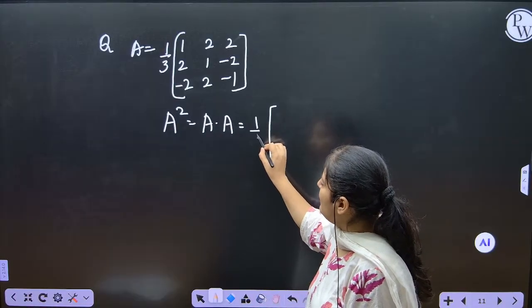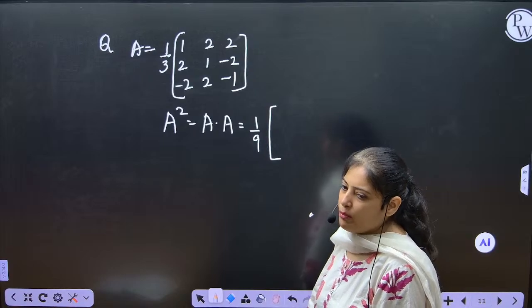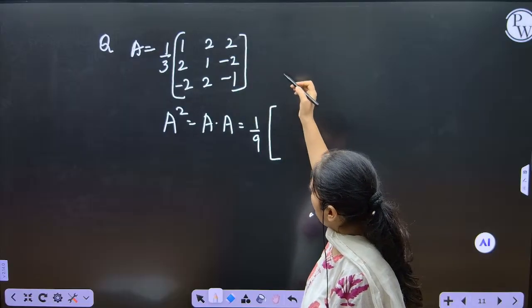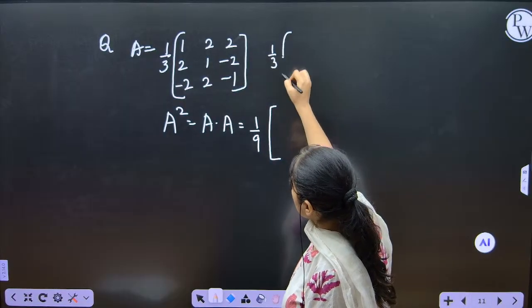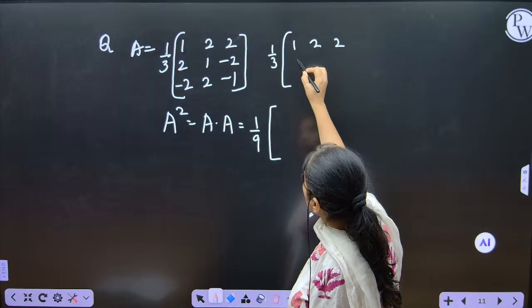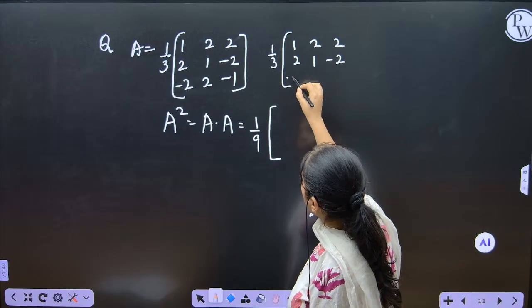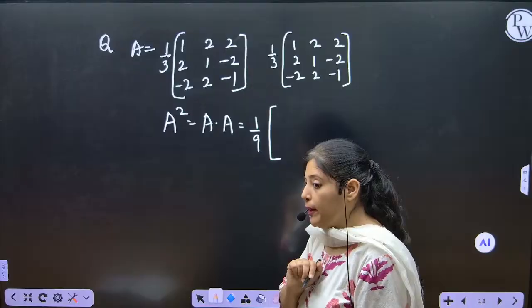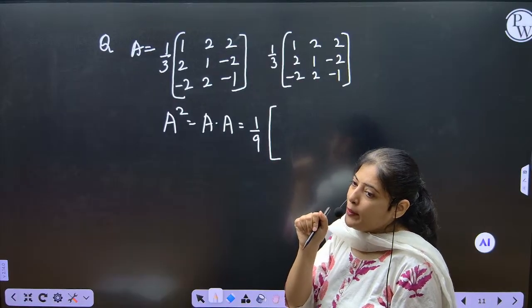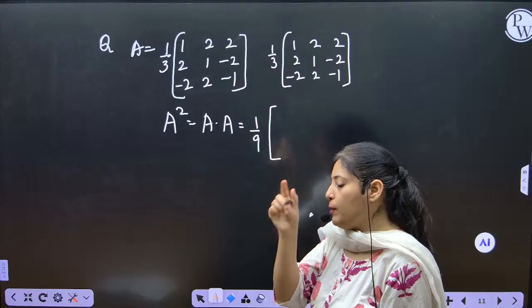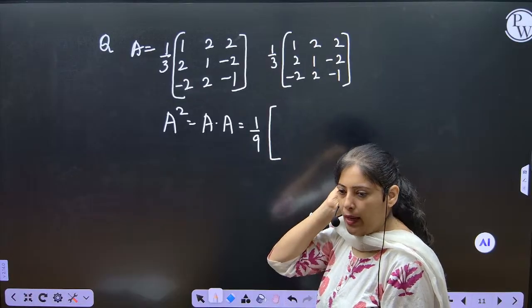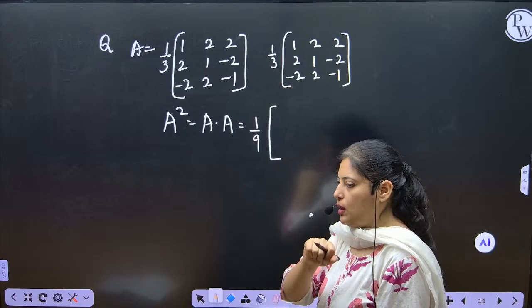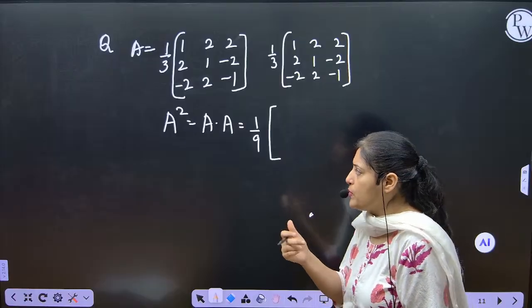First, 1 by 3 into 1 by 3 is nothing but 1 by 9 only. Now multiply this matrix with itself: [1 2 2], [2 1 -2], [-2 2 -1]. Either A square should come out equal to A, or equal to identity, or equal to the null matrix. Then I'll have the other three options. If nothing comes, then we'll go for orthogonal. So this is the way we'll proceed with the question.